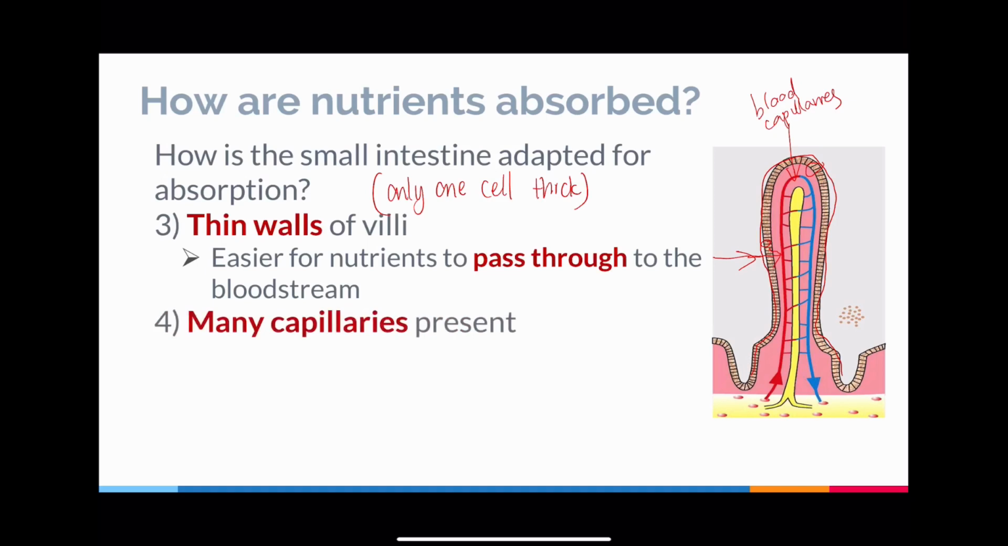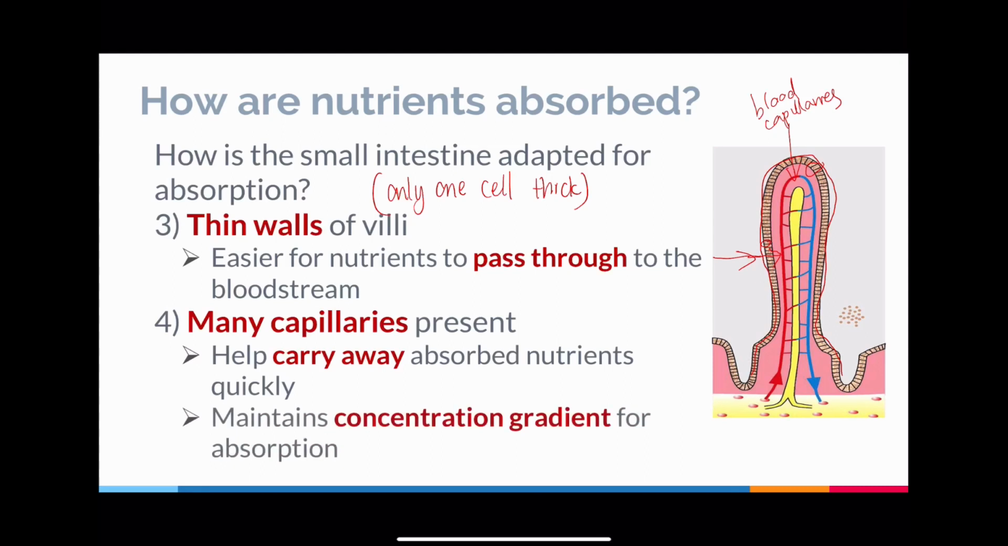In addition to that, there are also many capillaries within the entire small intestine, and the purpose of this is to help make sure that once nutrients are absorbed, they get carried away very quickly, so that there's always a concentration gradient for that to happen.